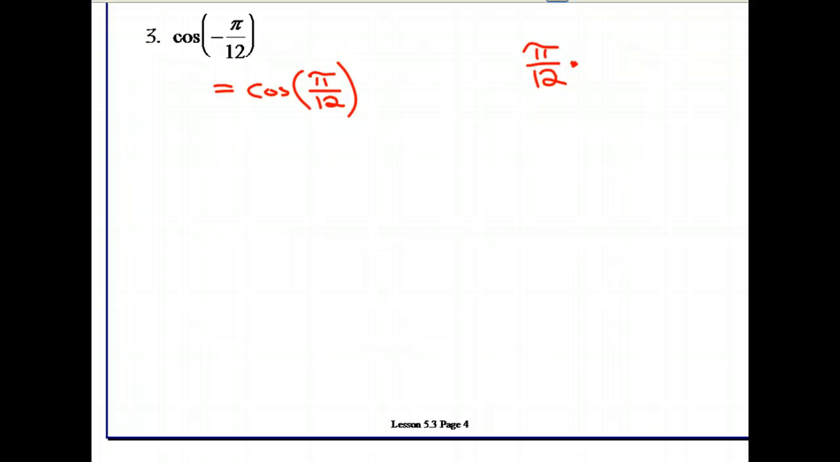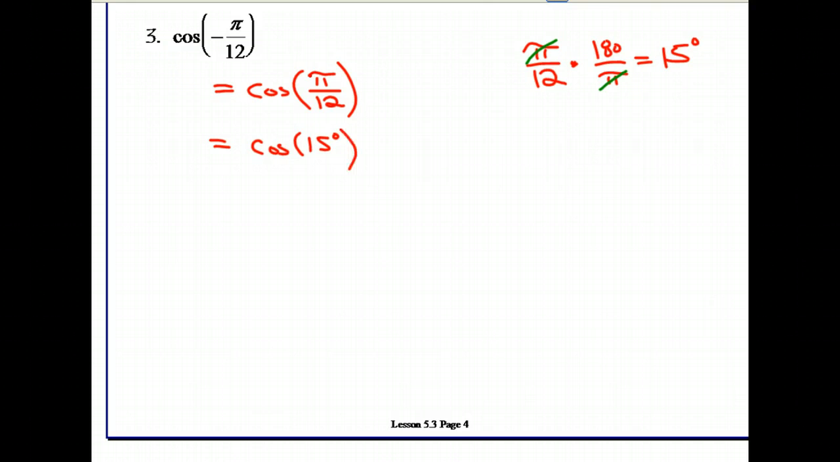And then I think for most people you'd be better off working in degrees than radians. So let's switch radians to degrees. Let's multiply by 180 over pi. Remember that conversion factor? And look at this. The pi's cancel out. And how many times does 12 go into 180? Look at that, 15 times. So this question really is the cosine of 15 degrees.